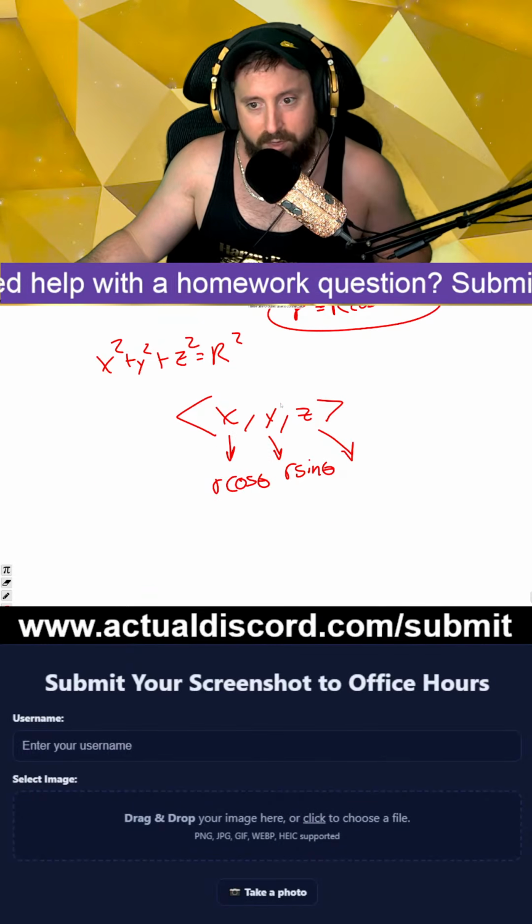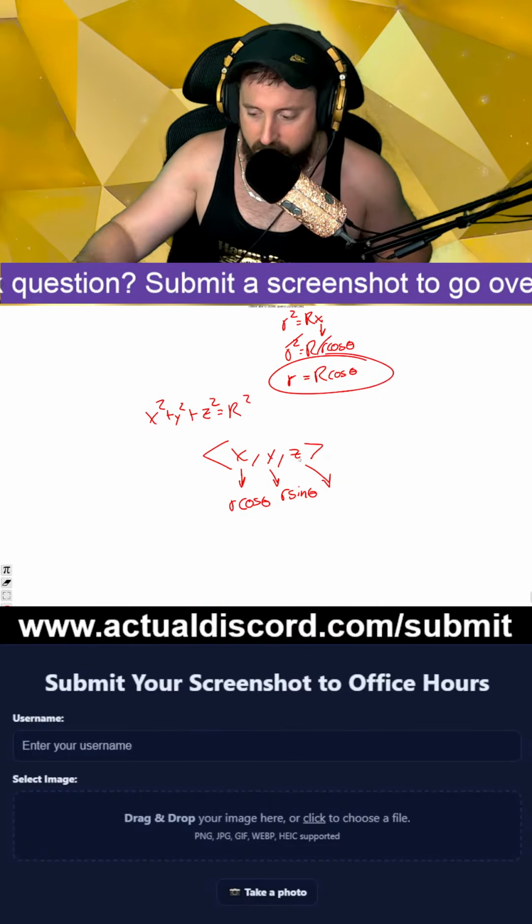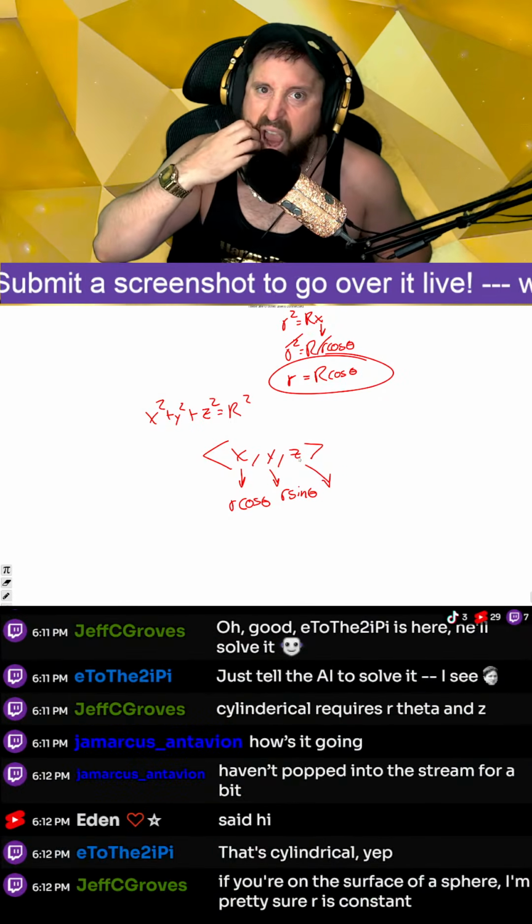That's cylindrical, right? Yeah, but then what do I do for z then here? Because I can kind of follow how this is going to work.